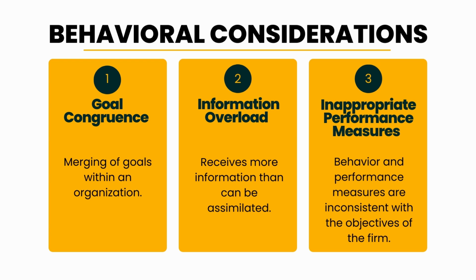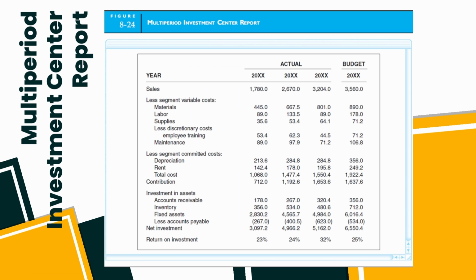And lastly, inappropriate performance measures is when the behavior and performance measures are inconsistent with the objectives of the firm. Naturally, the organization wants this to happen through prudent cost management and increased profit margins. However, when ROI is used as a single criterion for measuring performance, the criterion itself becomes the focus of attention and object of manipulation. We illustrate this point with the multi-period investment center report in figure 8-24.